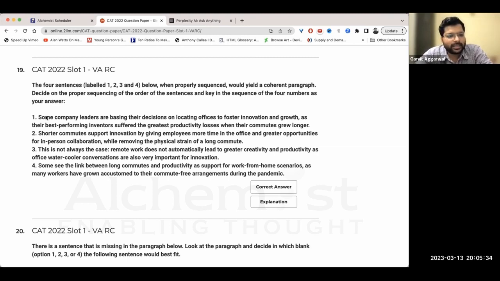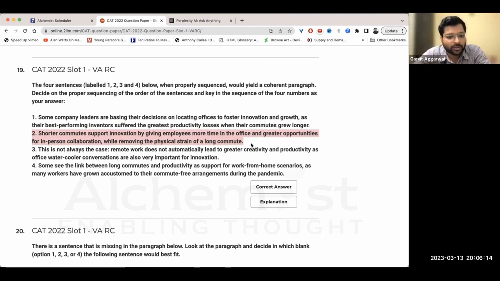पहला सेंटेंस क्या कह रहा है? Some company leaders are basing their decisions on locating offices to foster innovation and growth, as the best performing inventors suffered the greatest productivity losses when the commutes grew longer. ज़्यादा दूर है तो फिर productivity कम हो रही है, and that is why these company leaders are locating their offices strategically. एक कहानी. छोटा commute supports innovation. पास में अगर हो तो it supports innovation by giving them more time in office and greater opportunities for in-person collaboration while removing the physical strain. तो productivity loss नहीं होता.